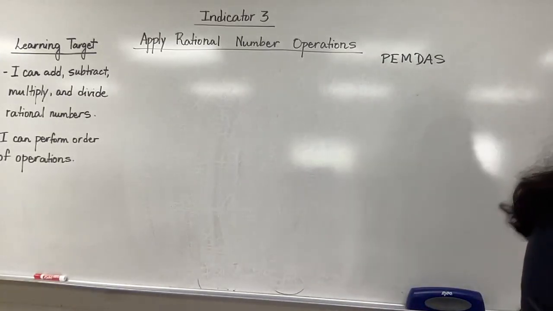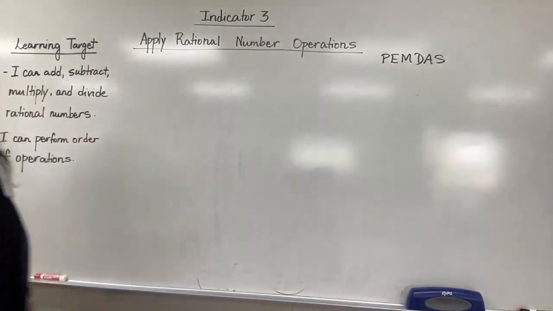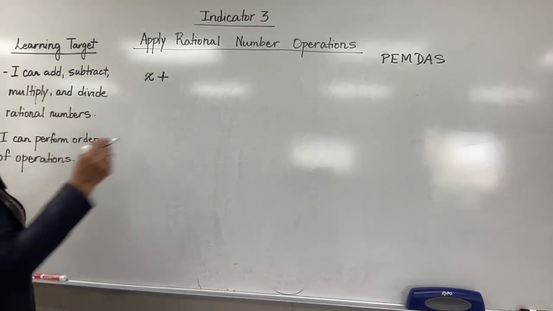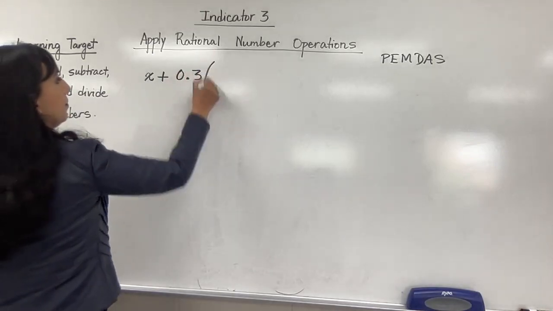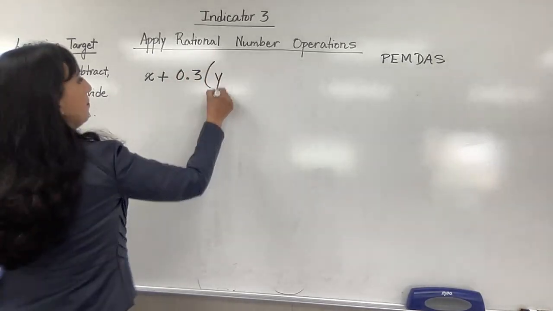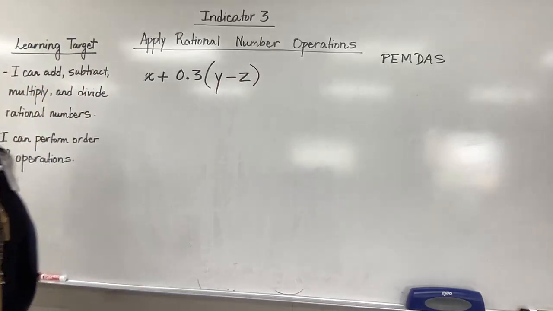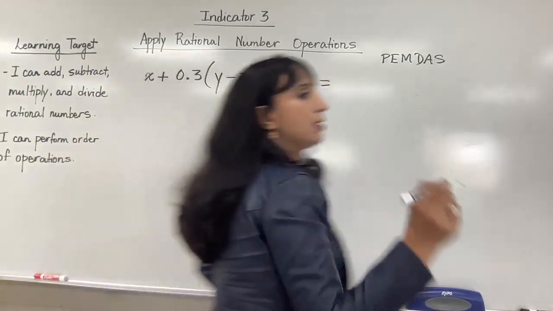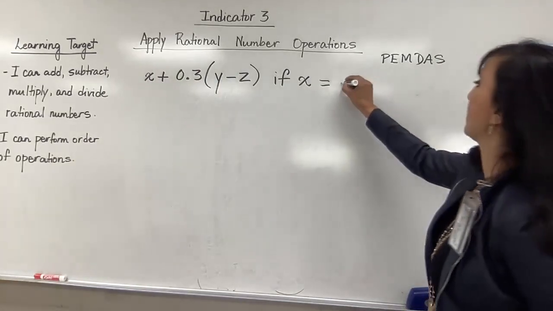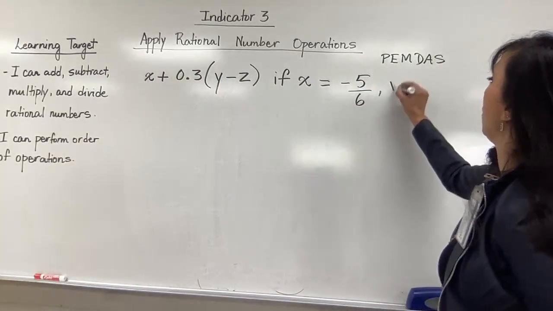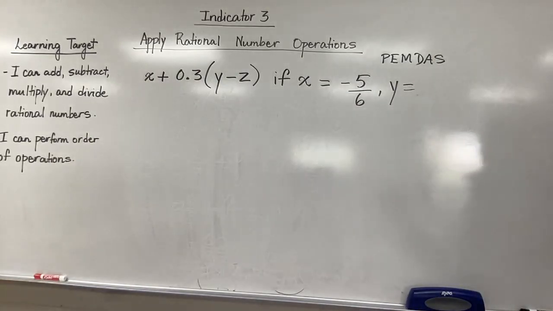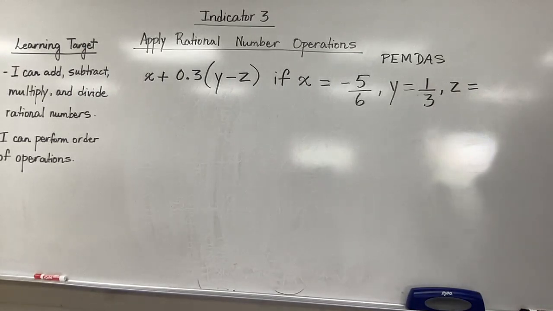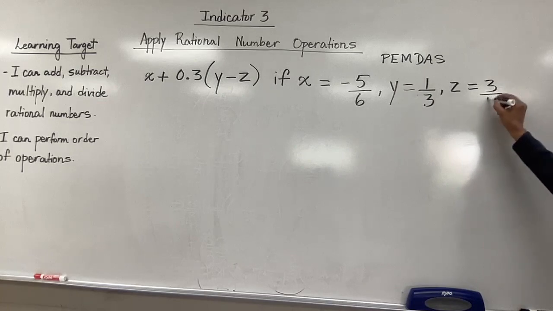All right. So let's do a problem where I am evaluating x plus 3/10 times (y minus z), if x is equal to negative 5/6, y is equal to 1/3, and z is equal to 3/4.